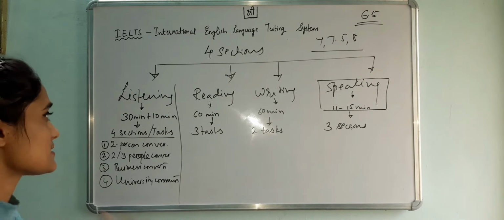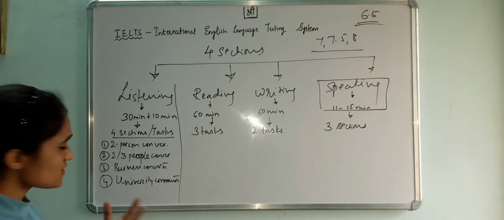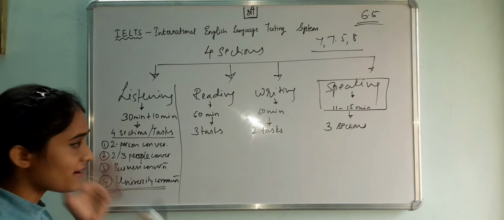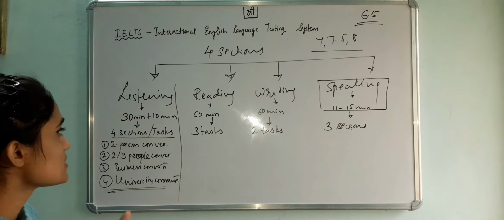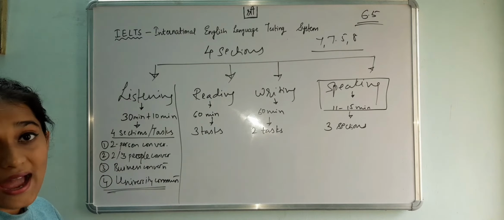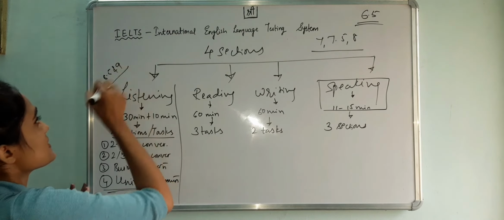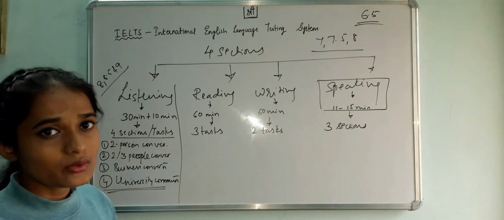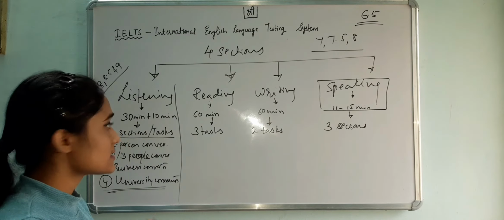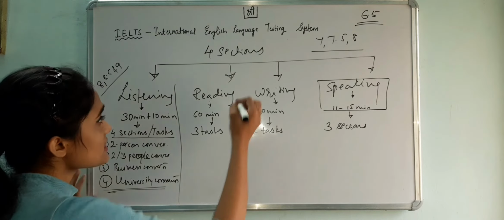We have 30 minutes plus 10 minutes. We have 4 sections: 2-person communication, 2 or 3 people conversation, some business conversation, and lastly the university communication. This one is a bit faster, so you have to listen properly. The only tip I can give about listening is you have to be very patient to listen to what they are speaking, and you're good to go. Most people score around 8, 8.5 and even 9 in listening. So you just have to do daily practice, and there are some YouTube channels that provide new listening content every day. I'll link those in the description. You can refer to them.